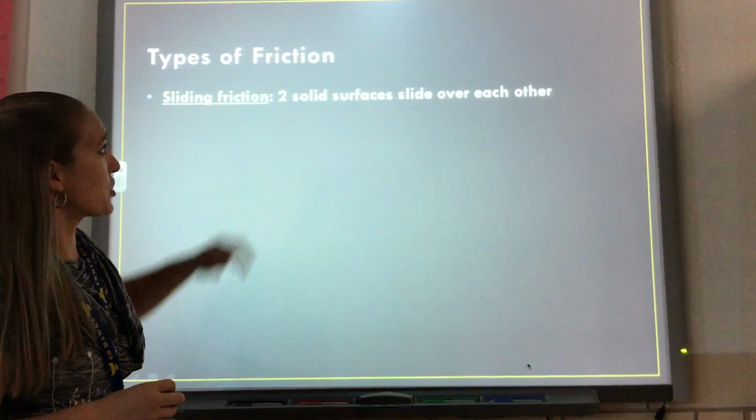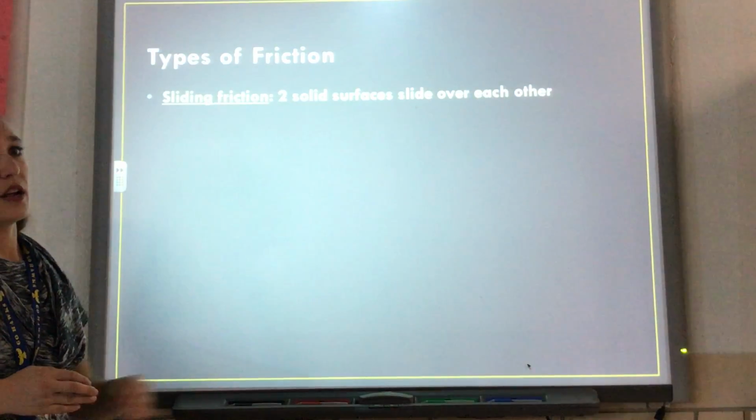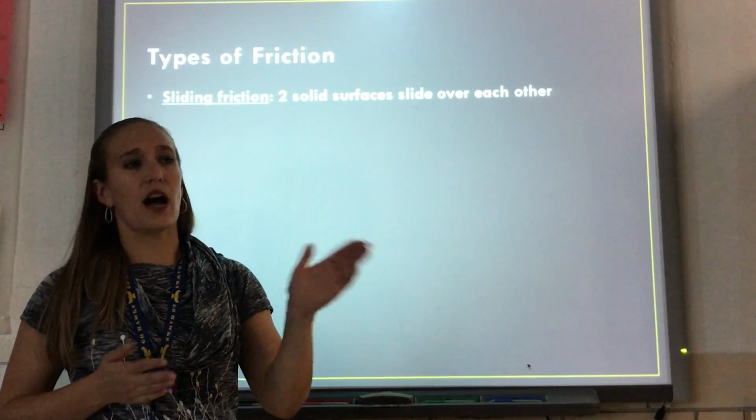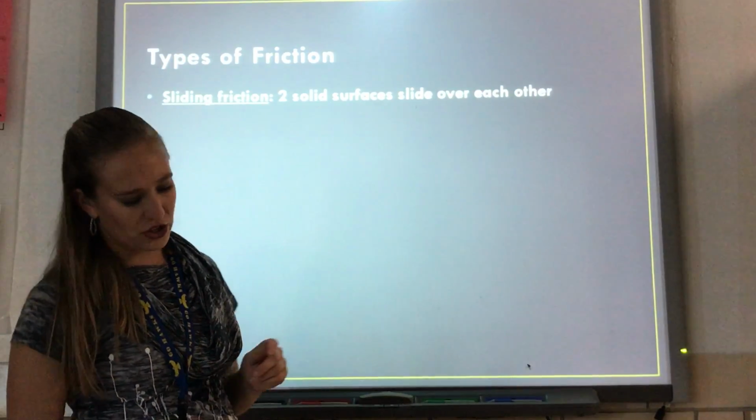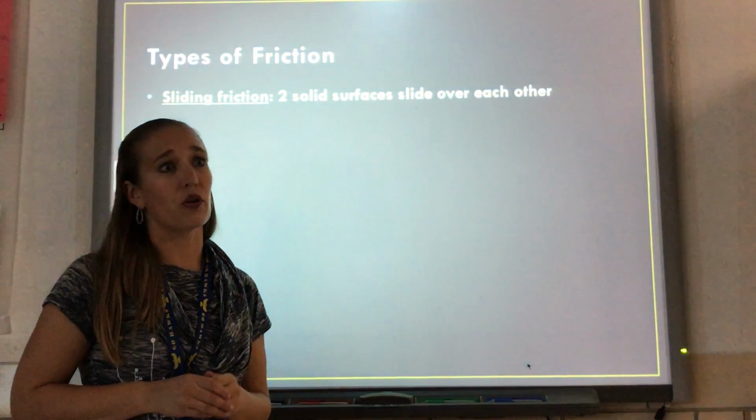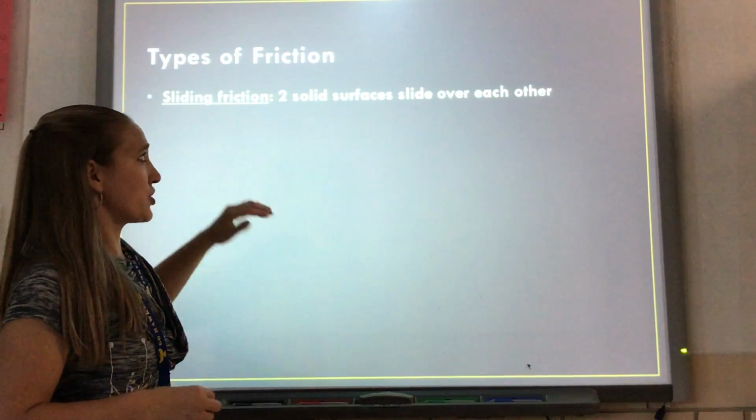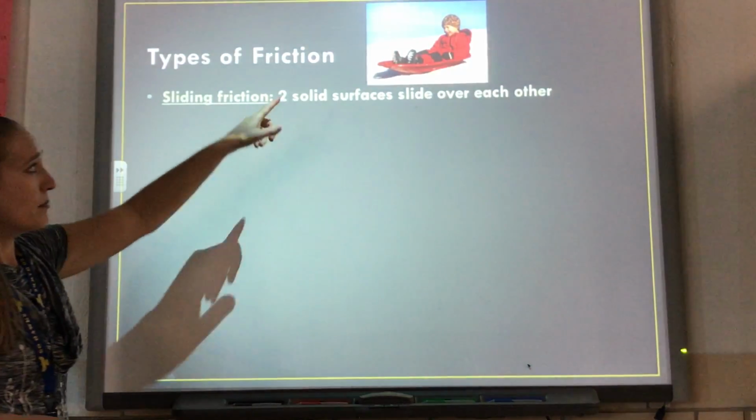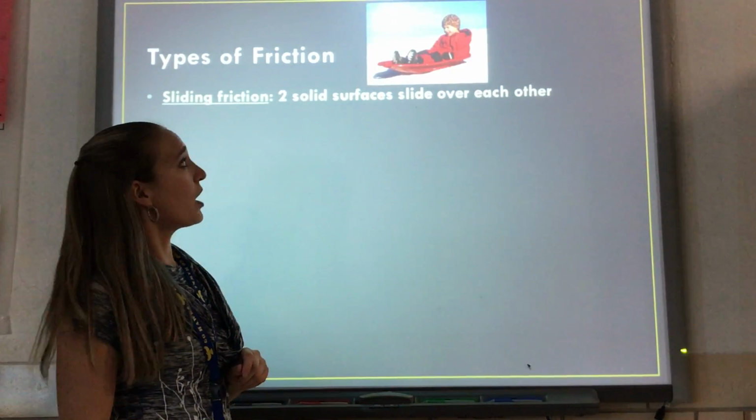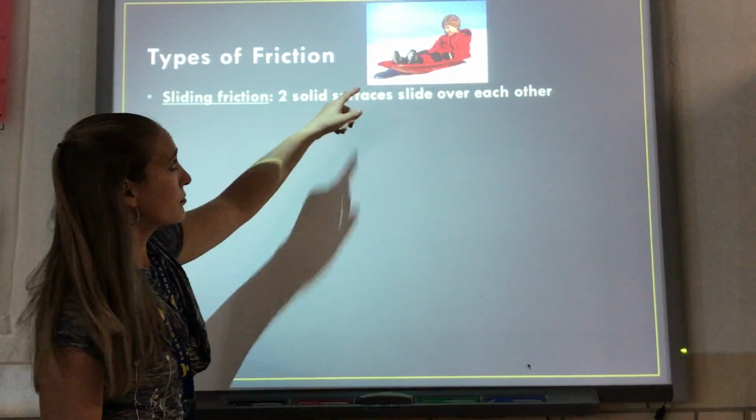So one of our types of friction is called sliding friction. This is just 2 solid surfaces sliding over each other. Sliding on ice, sliding across the tile floor, pushing a sheet of paper across the top of the table. All sliding friction. Sliding down a hill on snow.